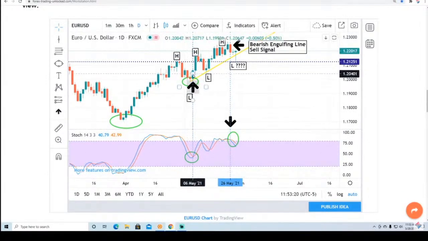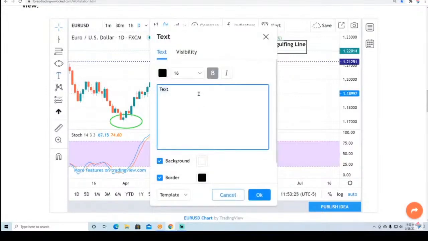But here we had this bullish engulfing line. And I'll write that into a little thing here. Bullish engulfing line. Oops. Buy signal.